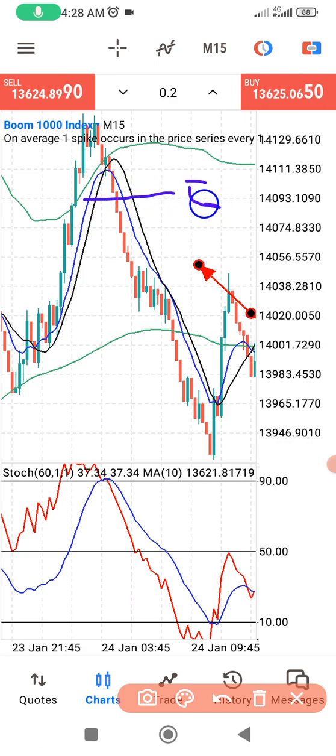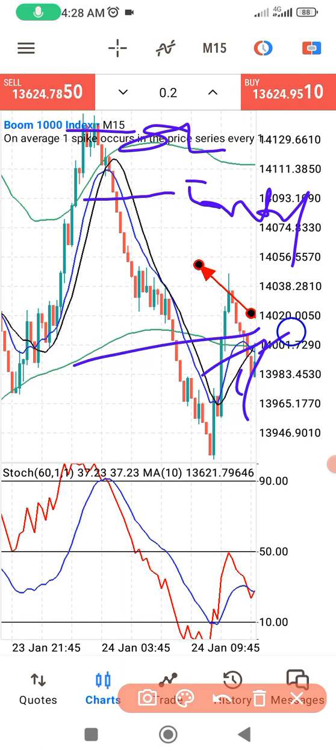This is our entry. This is our stop loss. Now our take profit can be anywhere here. Right? This will work out perfectly. Remember, always follow the checklist.